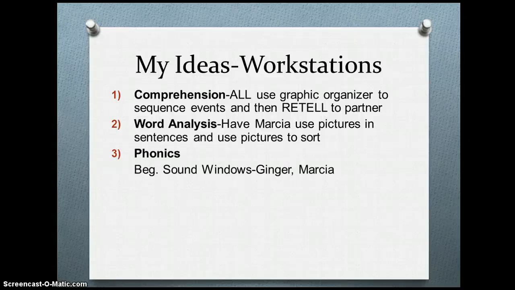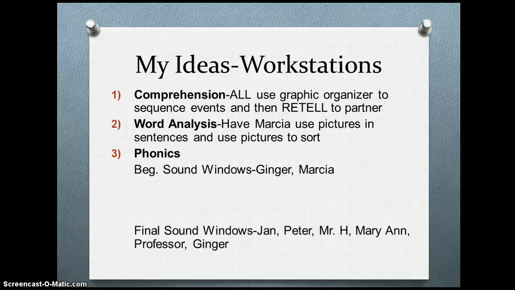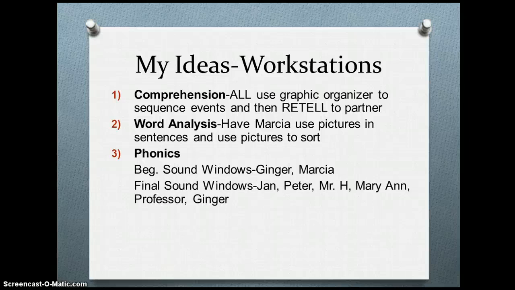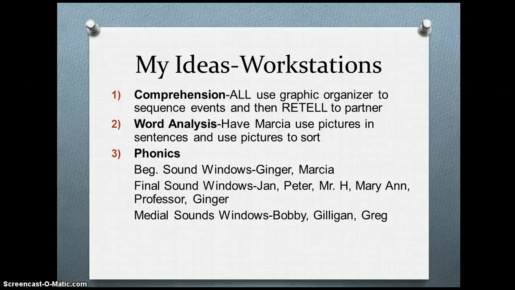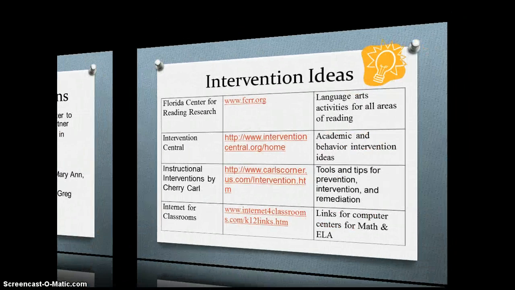I had some good phonics games where there were sound windows and you had to figure out the missing sound in a word using the picture clue. So I would have Ginger and Marcia work on finding the beginning sound. I would have those students work on finding the final sound, and Bobby, Gilligan and Greg would work on the medial sound, and then I would have a Magic E game for Skipper, Gilligan, and Bobby. So those are some different ideas for independent activities, workshop workstations that I would employ for those students specifically based on need.